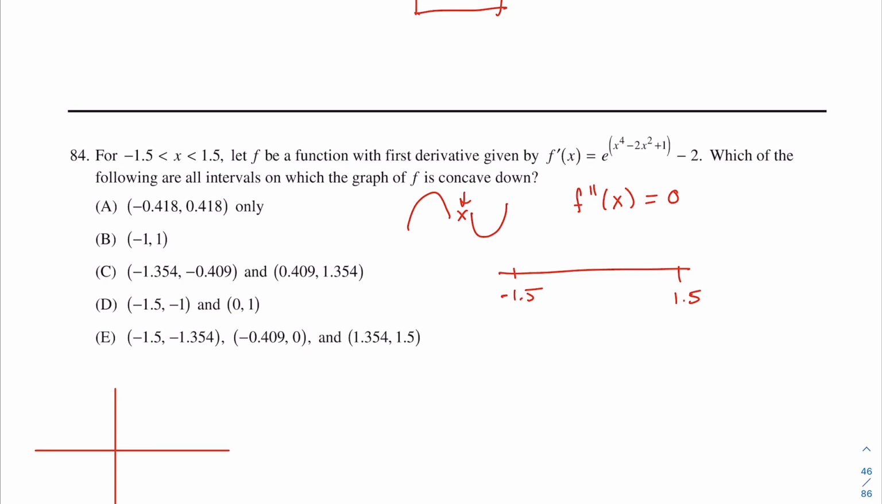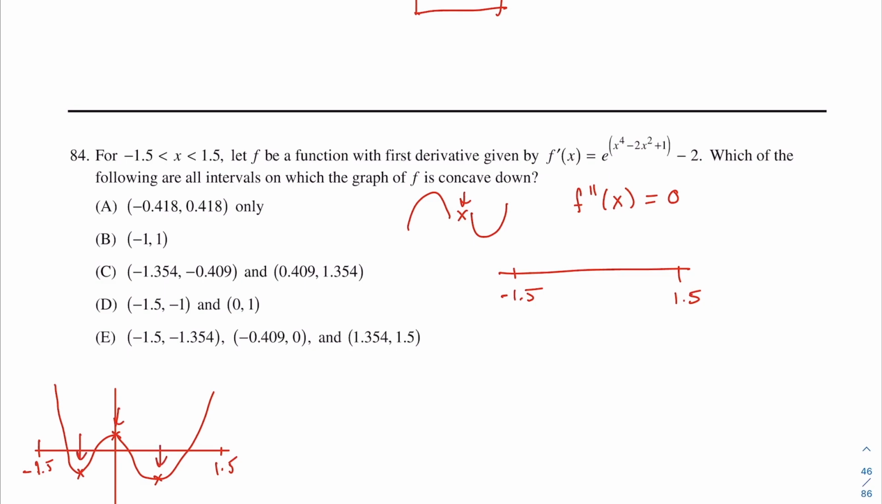And if you do that between the interval of negative 1.5 to 1.5, you see that it looks something like that. That's a terrible drawing, but it's something like that. And the points where we have the points of inflection here are where the slope is equal to 0. That's when f double prime is equal to 0. So we have points of inflection here, here, and here, which means that concavity changes directions here, here, and here.